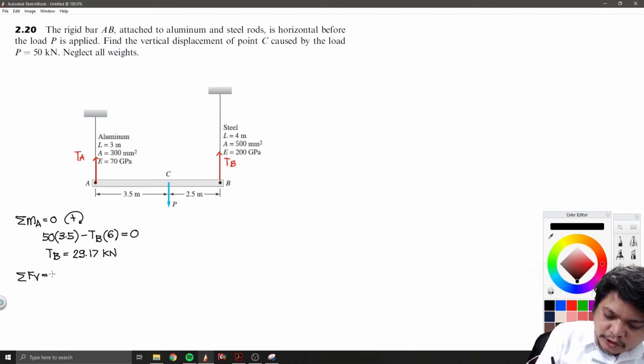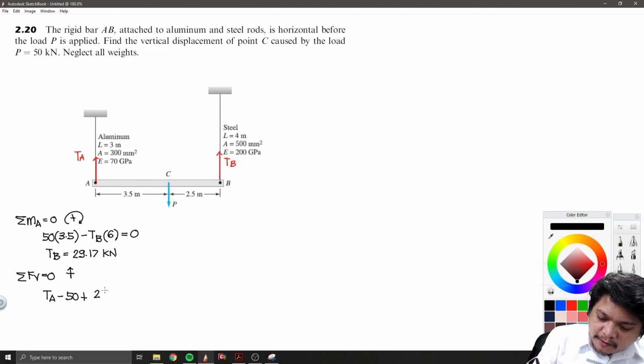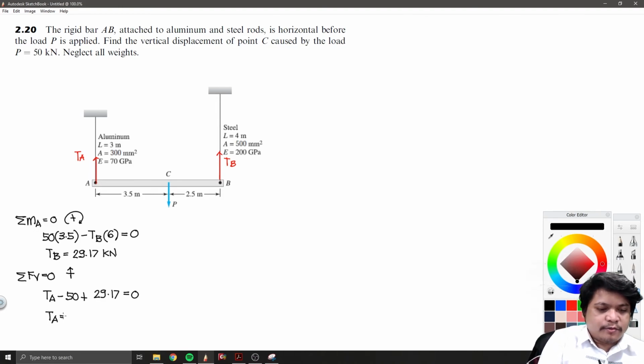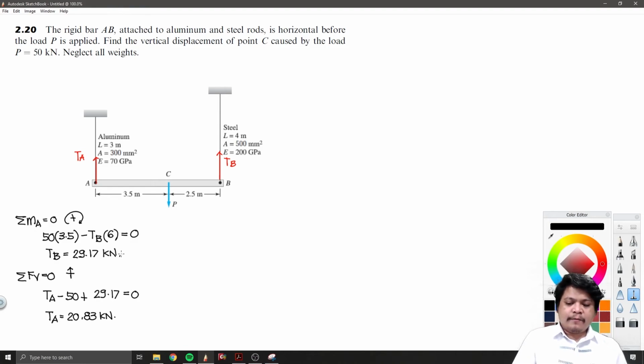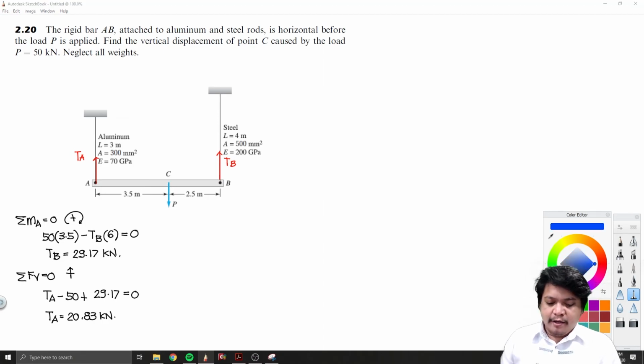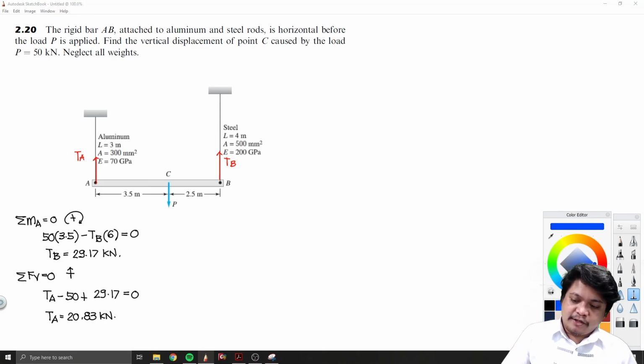Vertical equal to 0. So, upward is our positive. So, I could have TA minus 50 plus TB, which is 29.17, equal to 0. So, I will be having here the TA. So, 50 minus 29.17, that's around 20.83 kilonewton. Okay? So, makukuha natin ngayon yung both deformation. Pero ang hinahanap kasi natin at C. Okay? So, kunin muna natin yung deformation at A at deformation ng B.